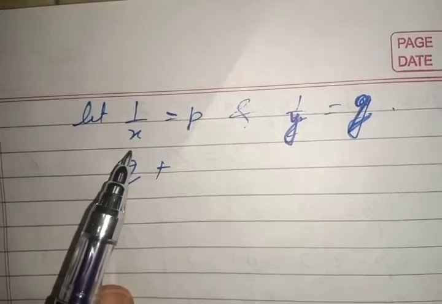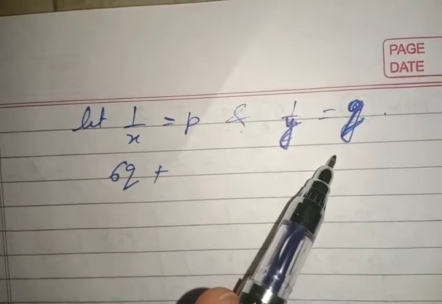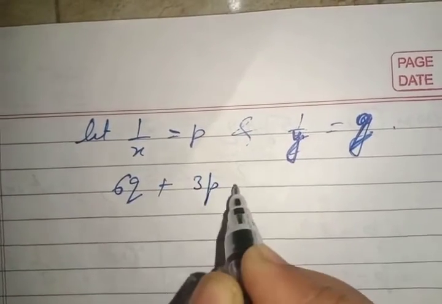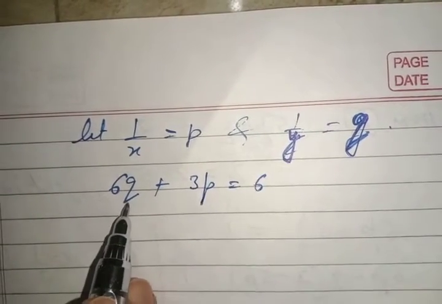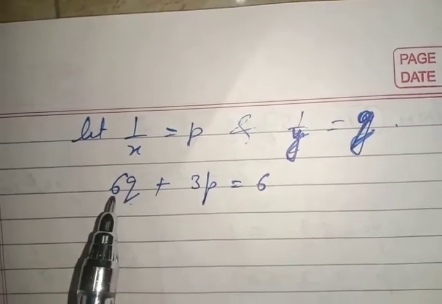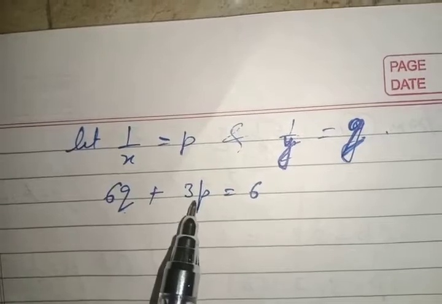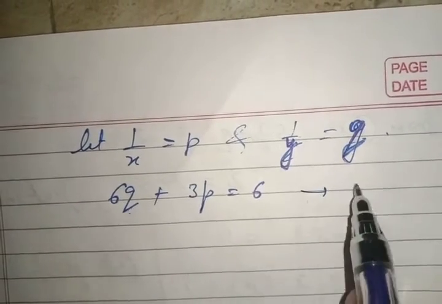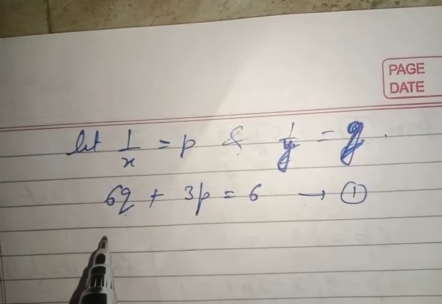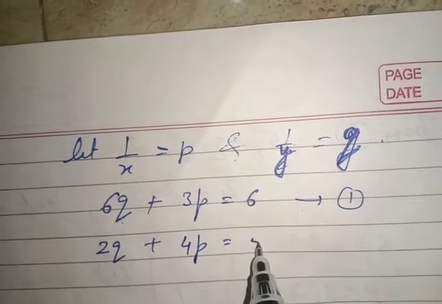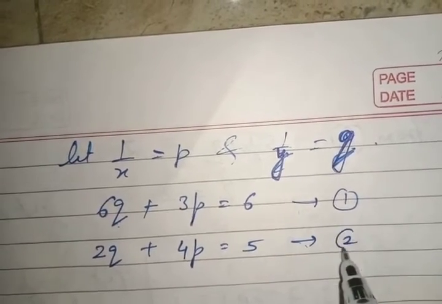So let 1 by x is equal to p and 1 by y is equal to q. So our first equation will become 6q plus 3p is equal to 6. Why q first? Because it was 6 upon y and 3 upon x. So p will come here and q will come here. This is our first equation. And the second equation is 2q plus 4p is equal to 5. This is our second equation.